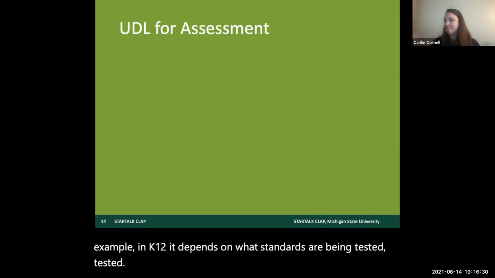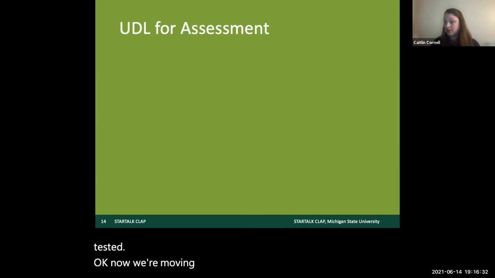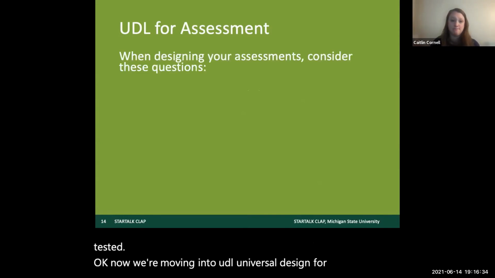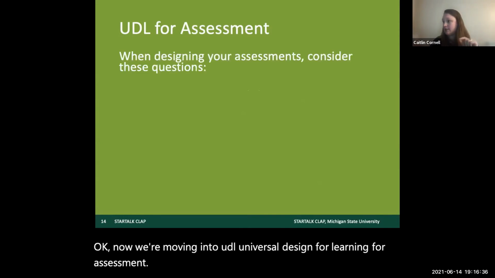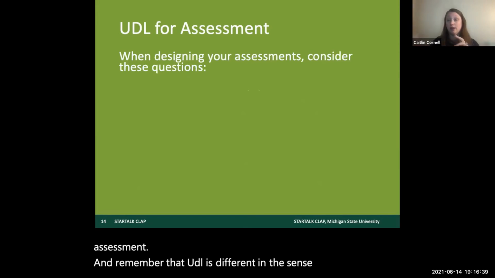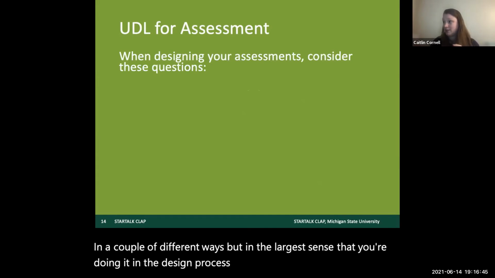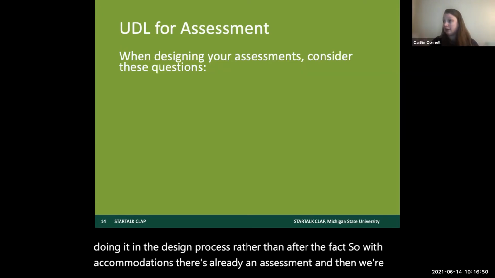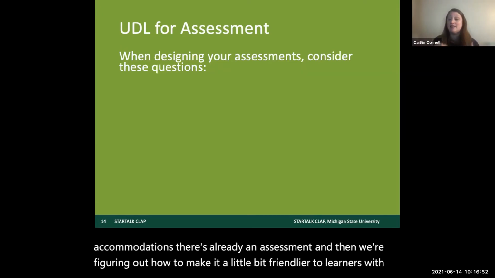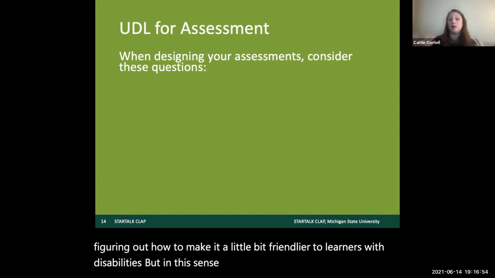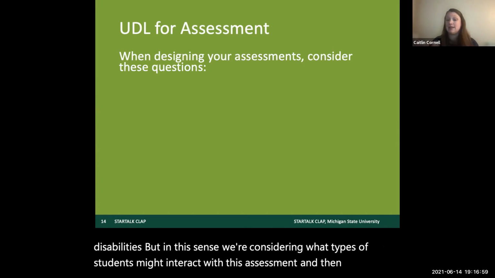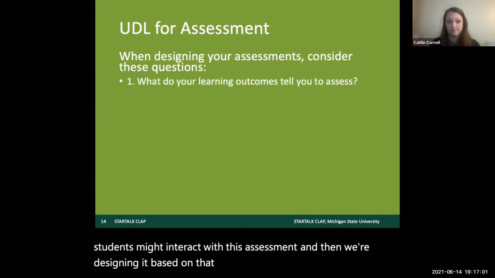Okay, now we're moving into UDL, Universal Design for Learning for Assessment. And remember that UDL is different in a couple of different ways, but in the largest sense, that you're doing it in the design process rather than after the fact. So with accommodations, there's already an assessment, and then we're figuring out how to make it a little bit friendlier to learners with disabilities. But in this sense, we're considering what types of students might interact with this assessment, and then we're designing it based on that audience that we're trying to predict.